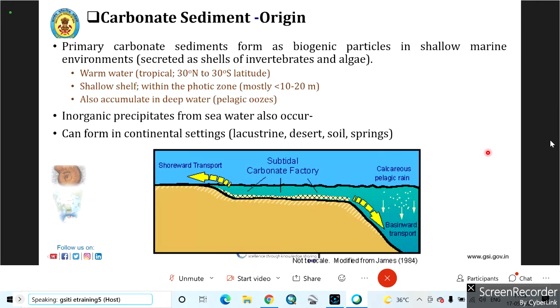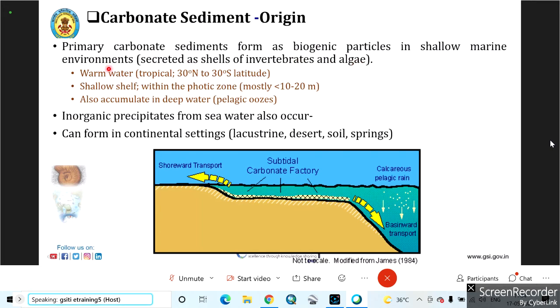So how do carbonate sediments originate? Primary carbonate sediments form as basic particles in shallow marine environments, secreted as shells of invertebrates and algae.